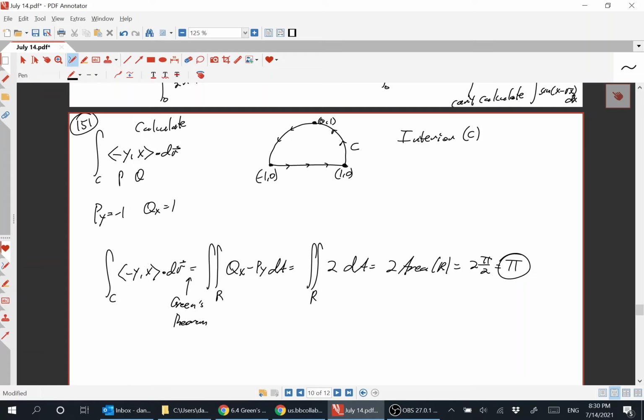Okay, if you were going to try to calculate this directly, what would you have to do? You would have to calculate the line integral over this straight line, and then calculate the line integral over the semicircle, and then add them together. Right? I mean, you could do that, but that's obviously a lot more work than doing what we just did right here. Very simple calculation.